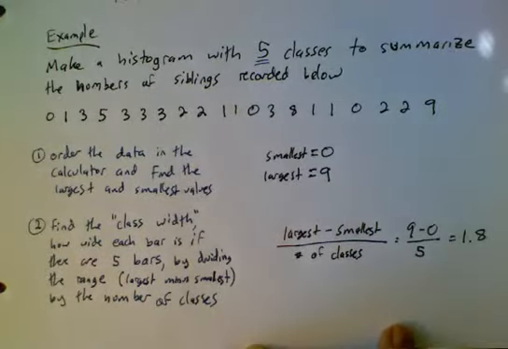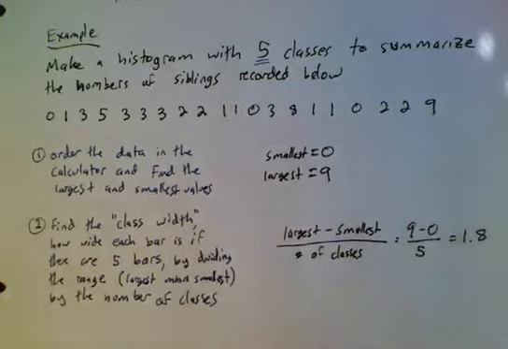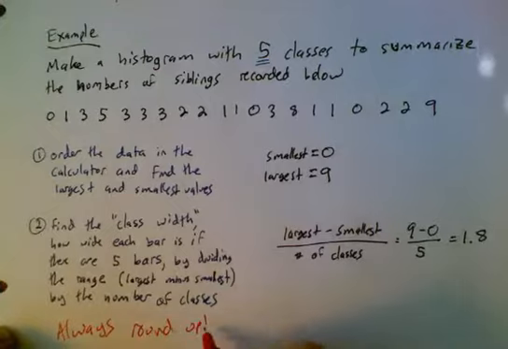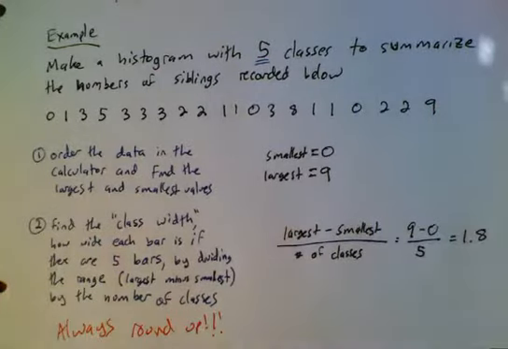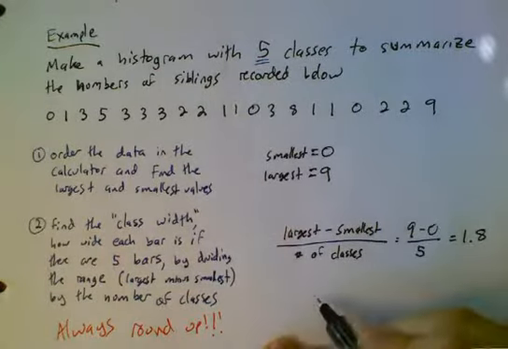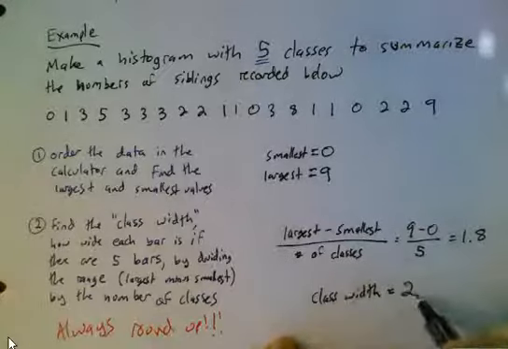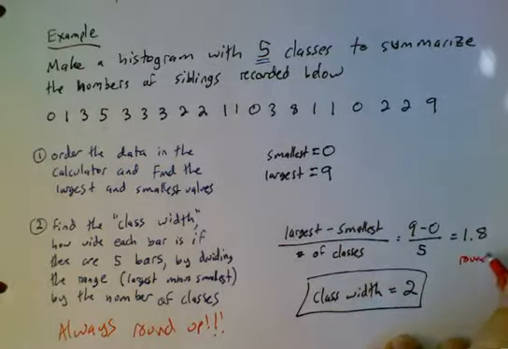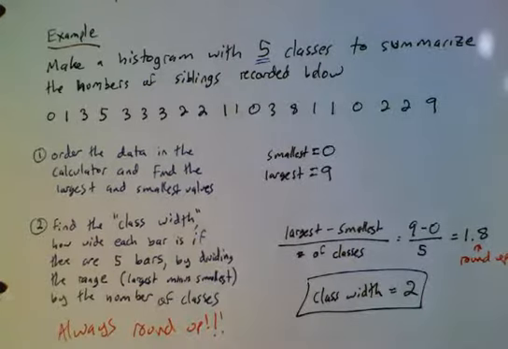This equals 1.8. Here's the thing though. We are going to always round up. So this 1.8 is going to become 2. There we go. If this had been 1.2, 1.00001, doesn't matter, we're always going to round up just to make sure that we capture all of our data.